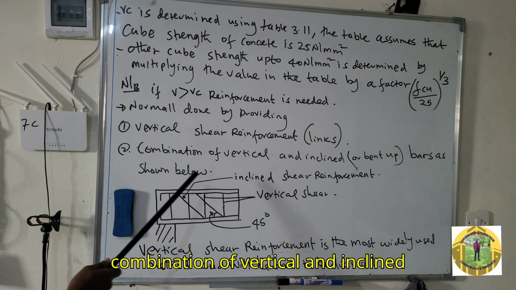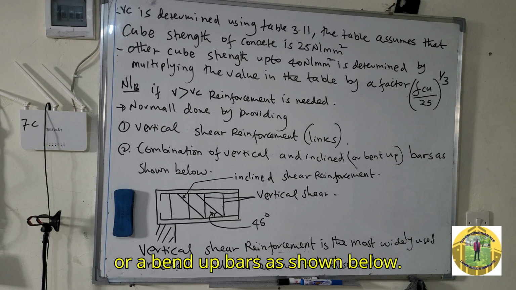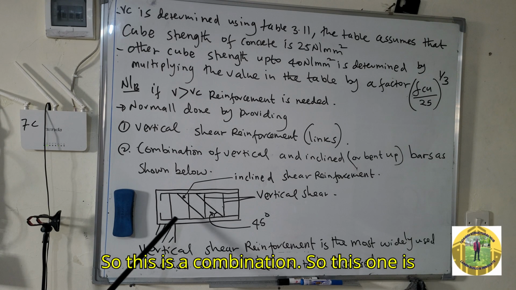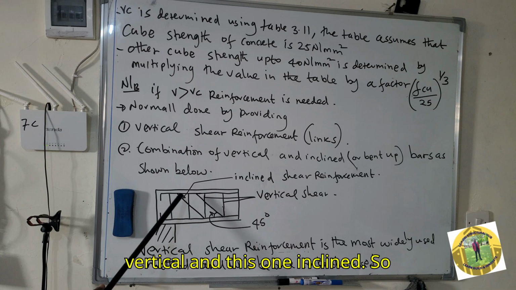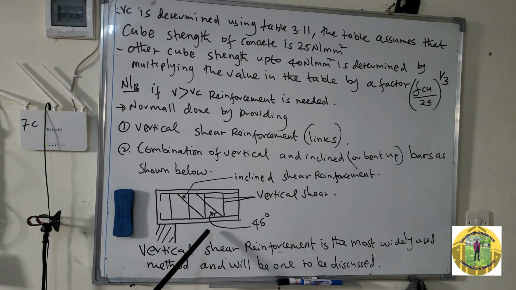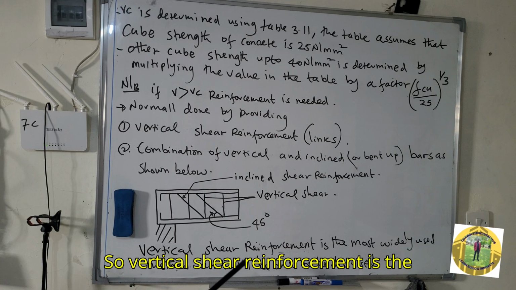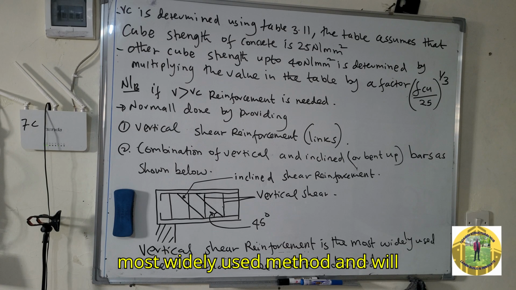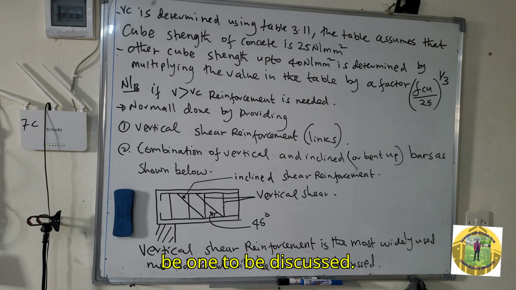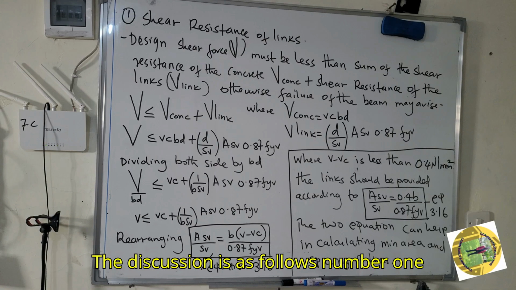Or number two, a combination of vertical and inclined or bent-up bars, as shown below. So this is a combination. This one is vertical and this one is inclined. The inclined bars are provided at an angle of 45 degrees. Vertical shear reinforcement is the most widely used method and will be the one to be discussed. The discussion is as follows.